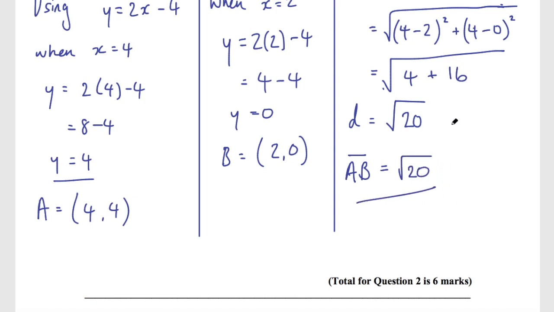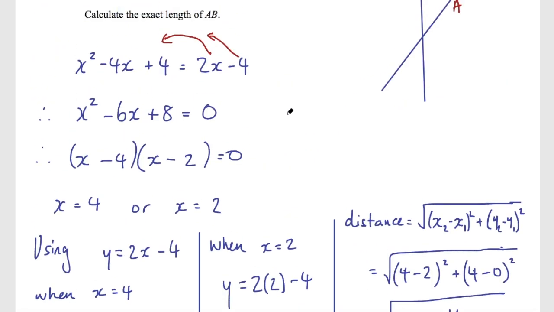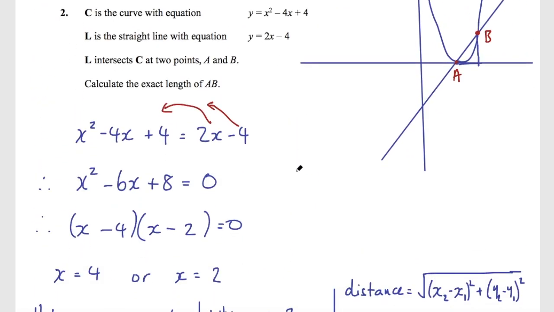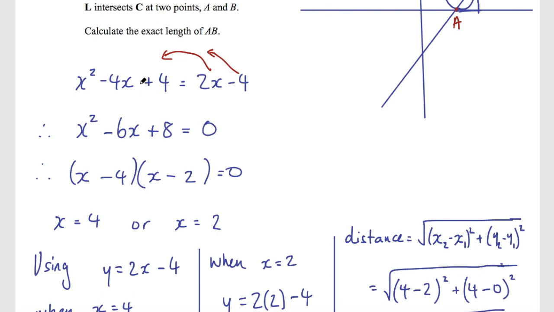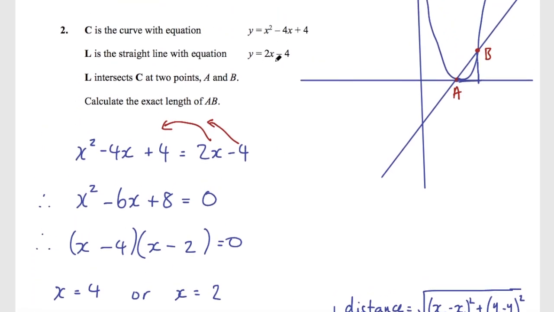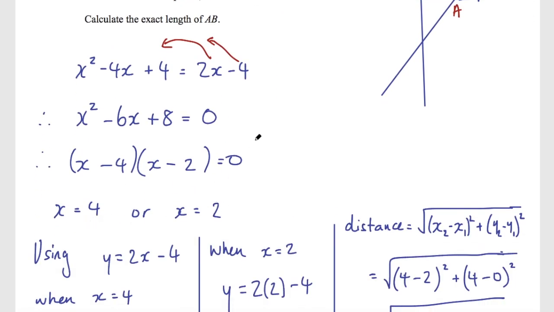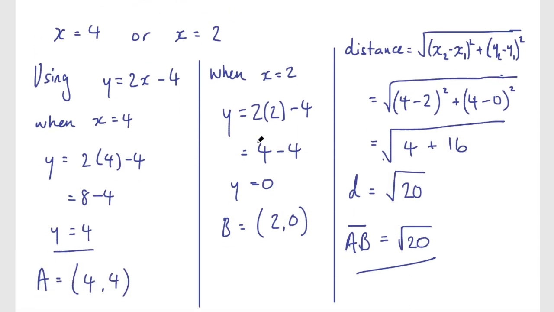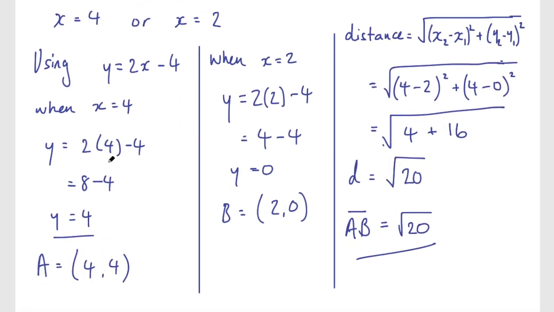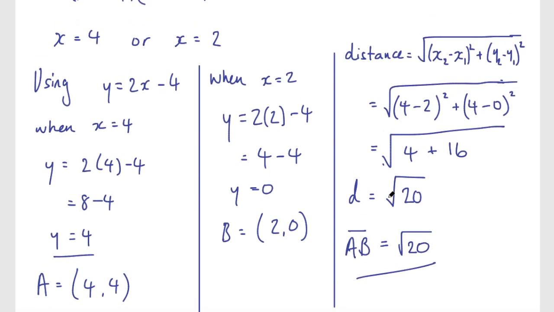And that's finished for 6 marks. So let's see where the marks go there. So I'd say the first couple of marks is to make those equations equal and solve for x. There'd be probably 2 marks there. 1 mark maybe for finding the y coordinates, or 1 mark each for finding the y coordinates, and then 2 marks for finding the distance.